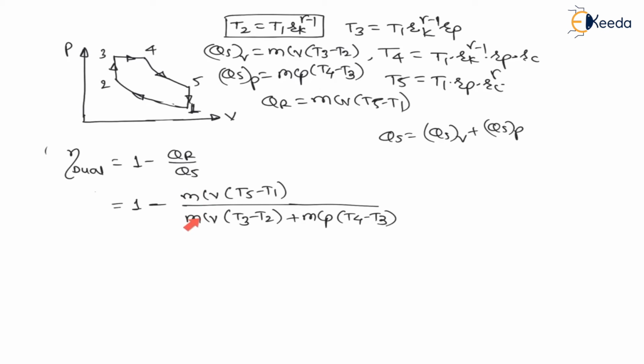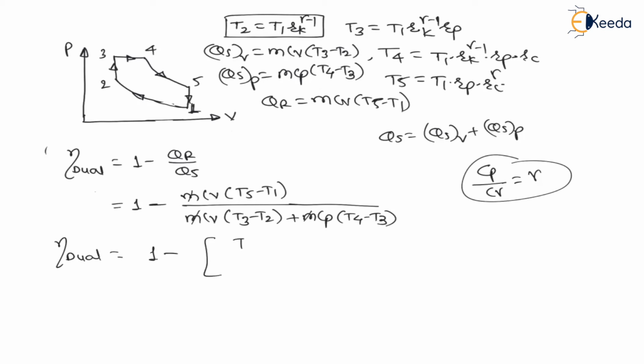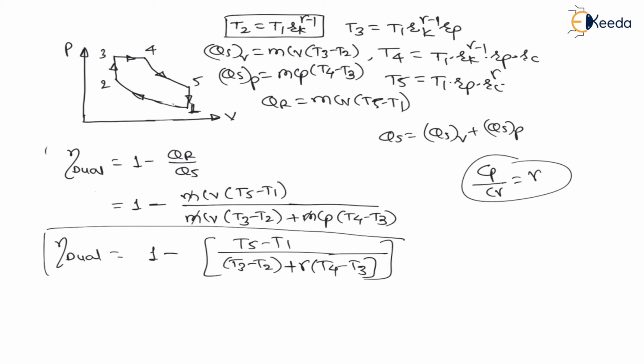So, from numerator and denominator, m will be taken common and will get cancelled. And my dear students, we know that Cp divided by Cv is equal to gamma. So divide the numerator as well as the denominator by Cv. Therefore, the equation becomes: efficiency of dual cycle is equal to 1 minus (T5 minus T1) divided by (T3 minus T2 plus gamma (T4 minus T3)). This will be your efficiency of dual cycle, a very important parameter.